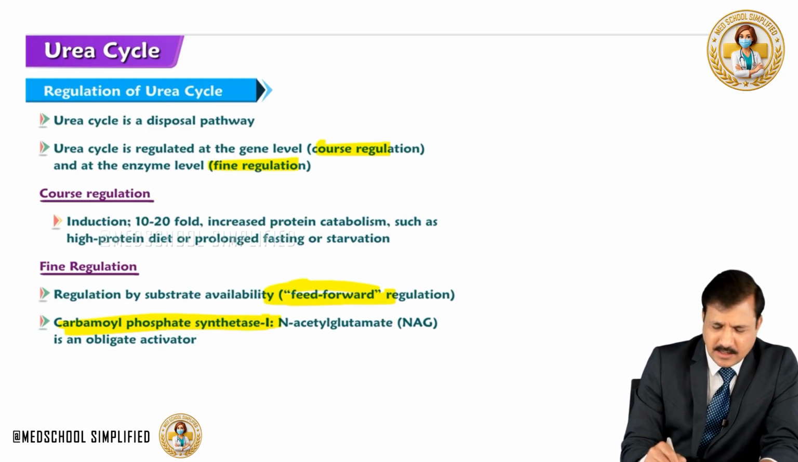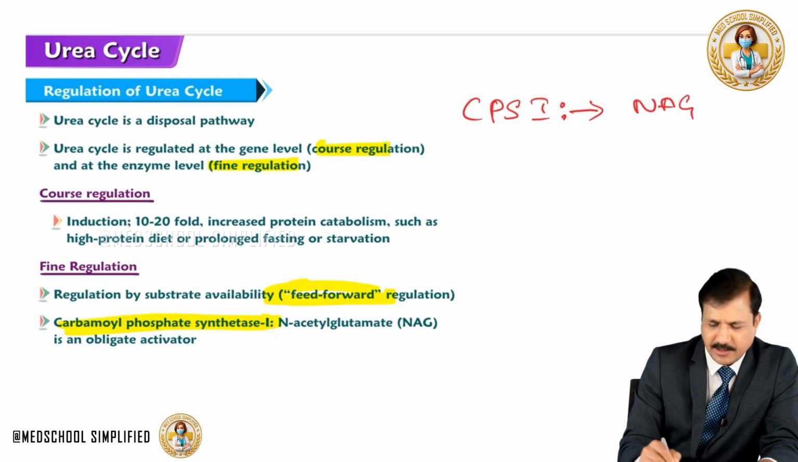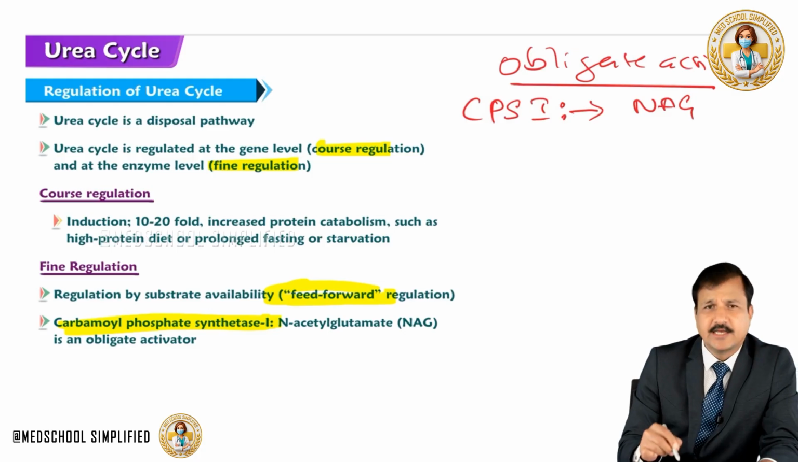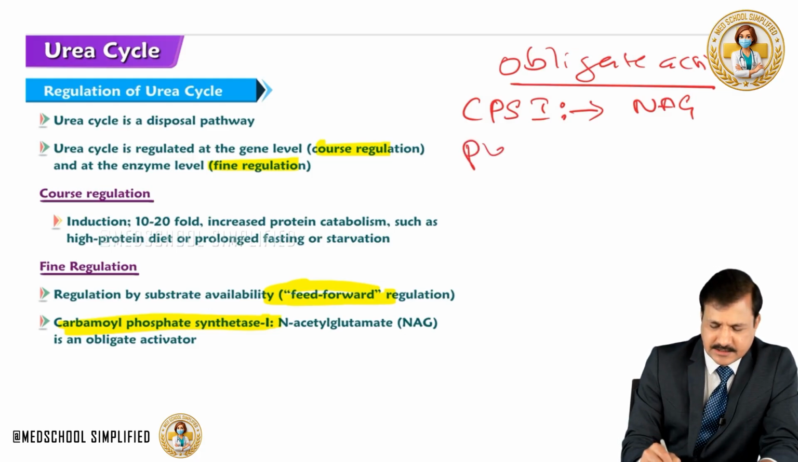One is the CPS-I enzyme that we are seeing now. The obligate activator for CPS-I is NAG, N-acetylglutamate. The other is the pyruvate carboxylase enzyme.